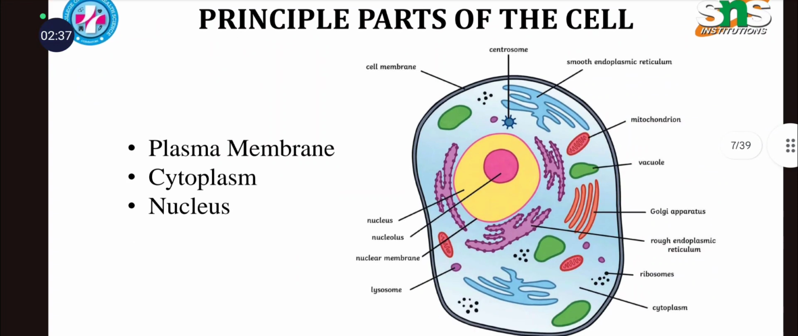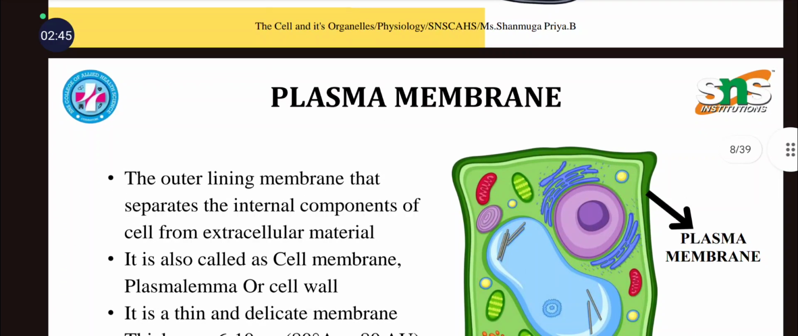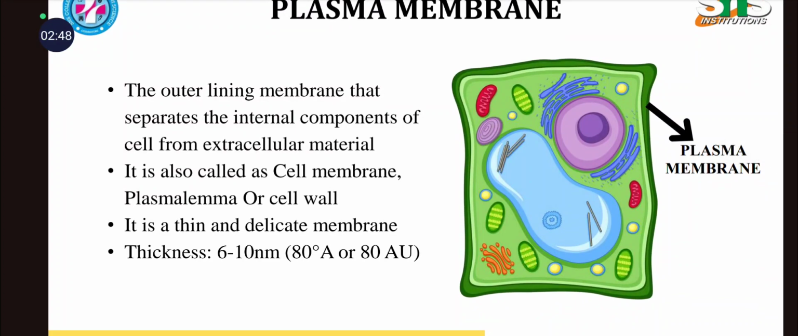Principal parts of the cell. The first one is the plasma membrane, the second is the cytoplasm, and the third is the nucleus. The plasma membrane is the outer lining that separates the internal components of the cell from extracellular material. It is also called the cell membrane, plasmalemma or cell wall. It is a thin and delicate membrane. The thickness is about 6 to 10 nanometers, also called 80 angstrom. The picture here shows the plasma membrane structure. It is basically the outer lining membrane of the cell.